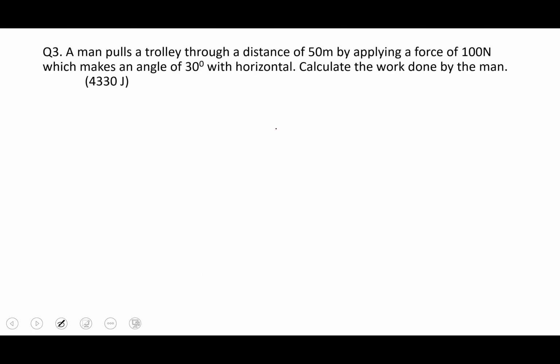Moving on to the next question, it says a man pulls a trolley through a distance of 50 meters by applying a force of 100 Newton, which makes an angle of 30 degrees with the horizontal. Calculate the work done by that man.